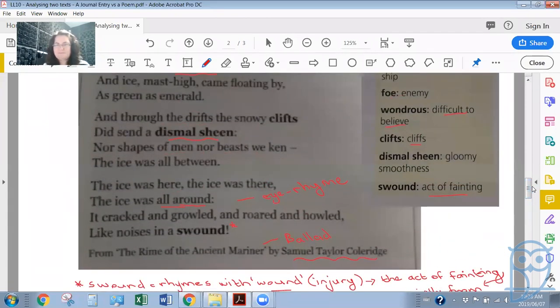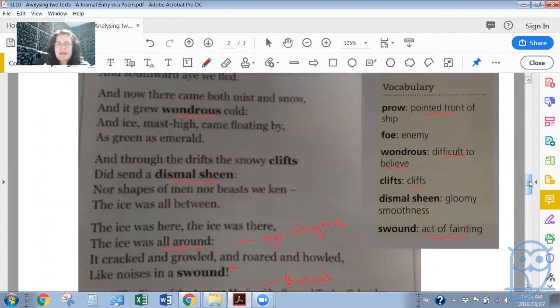So let's have a look here at the last 3 stanzas. And now there came both mist and snow, and it grew wondrous cold, and ice, mast high as the mast of the ship, came floating by, as green as emeralds.